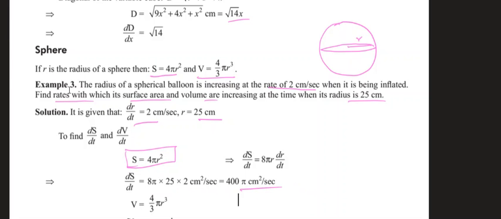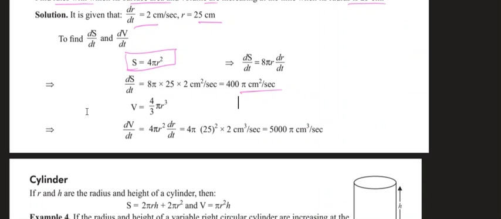Similarly we can get volume. In the case of volume dv by dt, 4 by 3 pi r cube differentiates to 4 pi r squared, so this 3 can be cancelled. So 4 pi r squared into dr by dt. So substitute and get the answer.